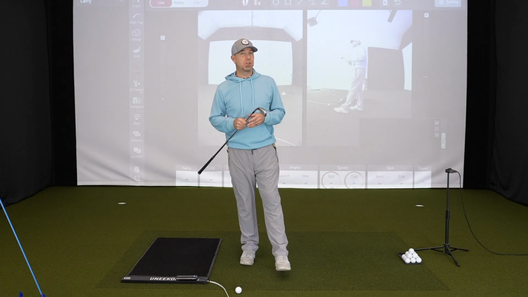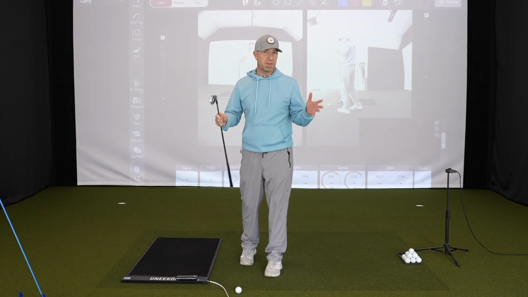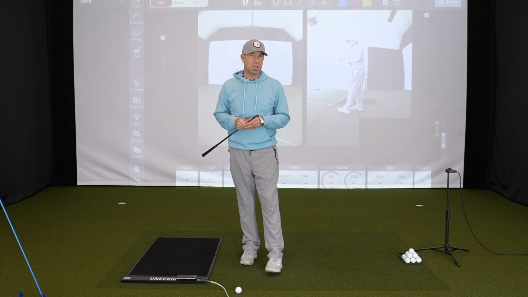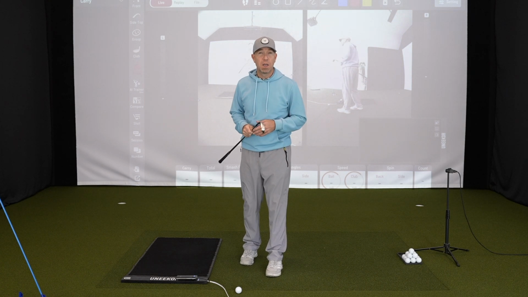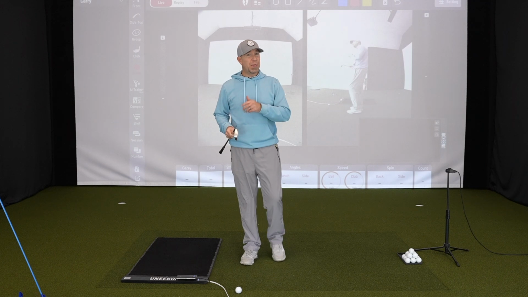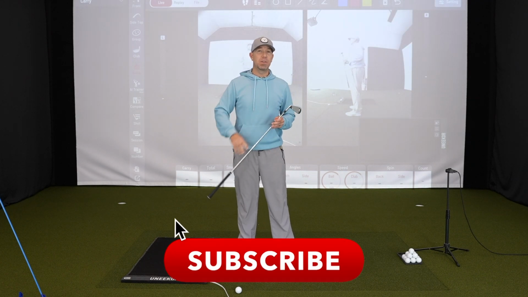Let's move on to number 2. So that first reason had everything to do with the setup, and I always start with the setup pieces because obviously the setup and your address position happens before the dynamics and the movement piece of the golf swing. Reasons 2 and 3 both have to do with the dynamics of the swing.